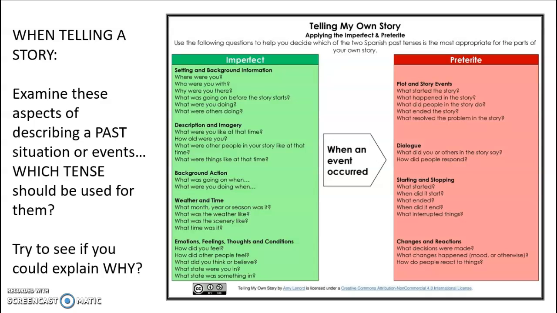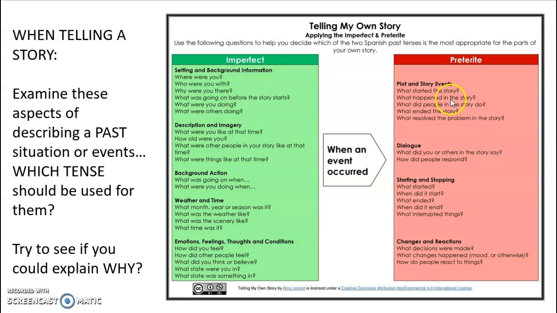So at this point, we need to wrap up the video, and you're going to have some questions to answer. But at another moment, when you can take a look back, you can pause this and take a look at these different situations, things like setting the background information. Where were you? Who were you with? And these are things that happen over a stretch of time, and therefore they need the imperfect versus the preterite.